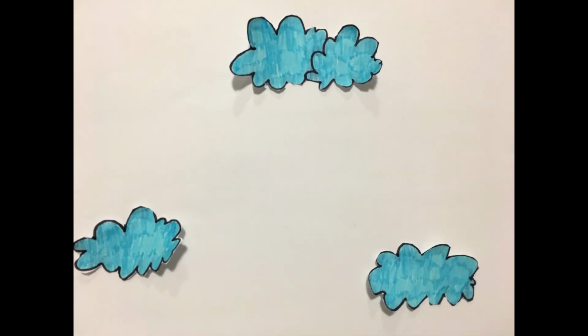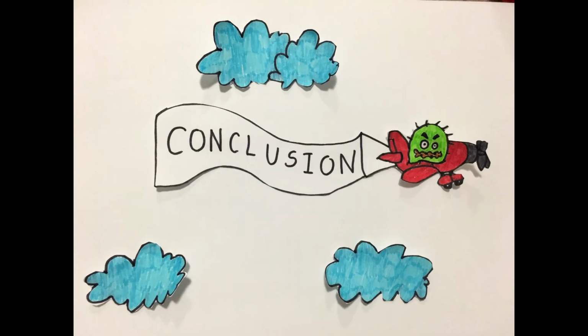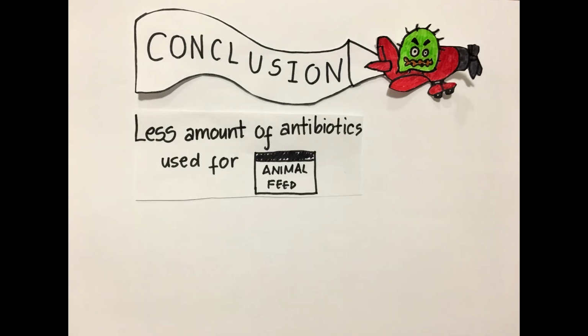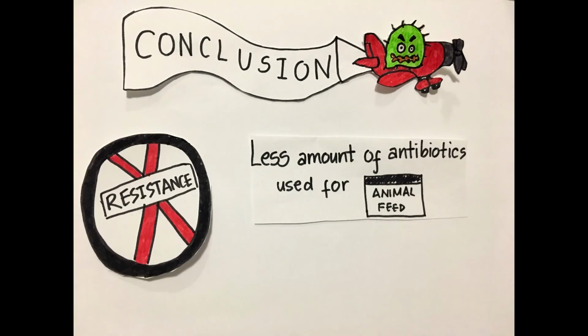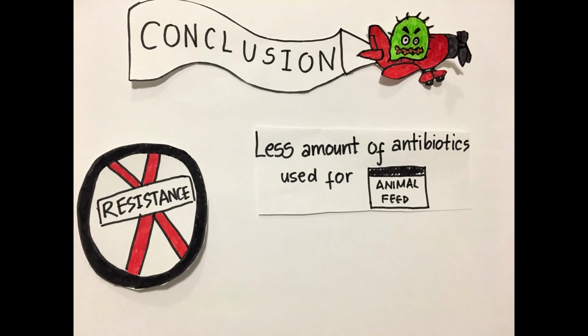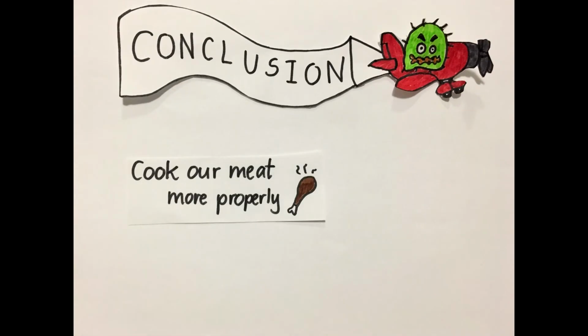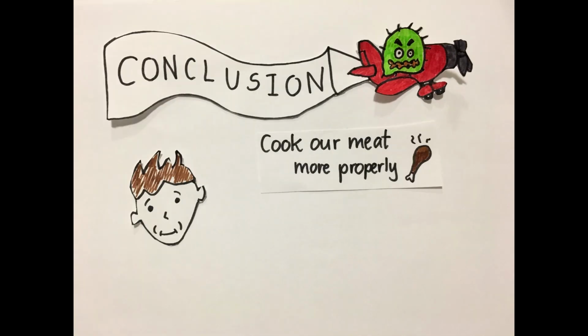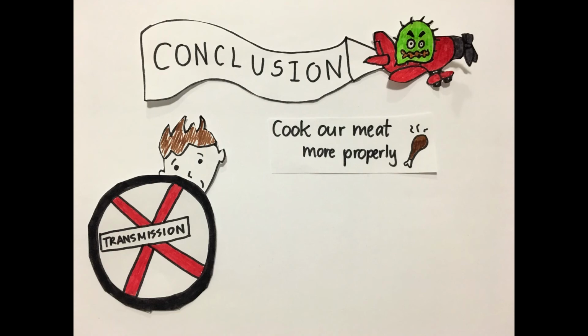There are three main points to conclude this whole video. The first point is to reduce the amount of antibiotics used in animal feed to prevent resistance. The next point is to prevent the transmission of bacterial pathogens into our system, and one of the examples of what we can do is cooking our meat properly.